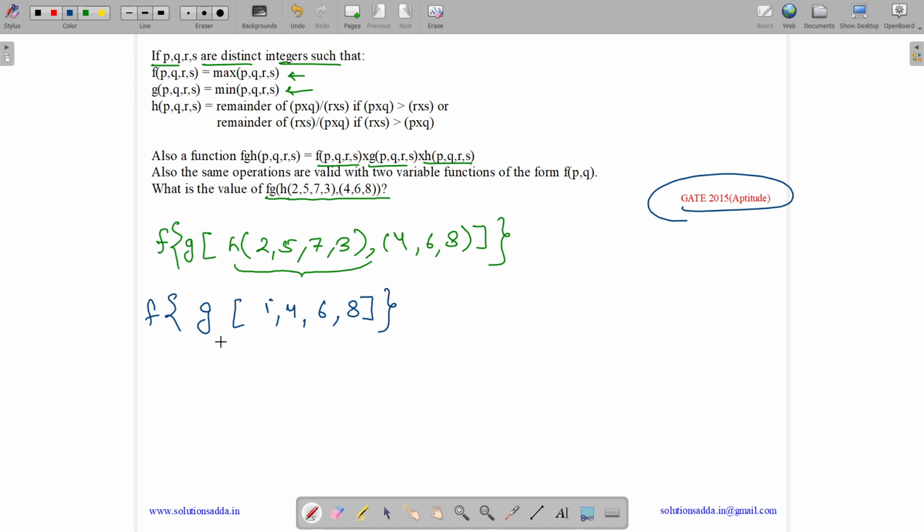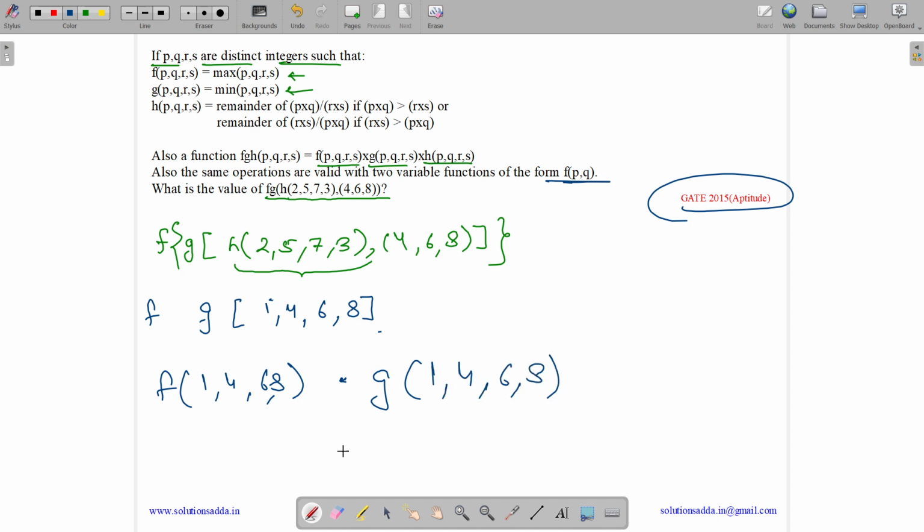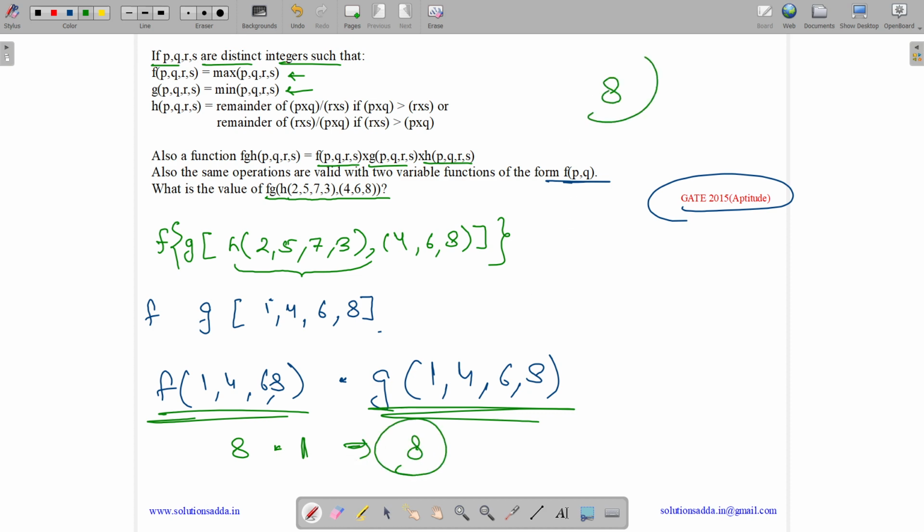Now what is the value of fg of 1468? So here we can use this two variable method. So it will be equal to f of 1468 into g of 1468. Now what is f of 1468? It is the maximum value among them, which is 8, and g of this is the minimum value, which is 1. So answer is 8 into 1, which is 8. So answer for this is 8.